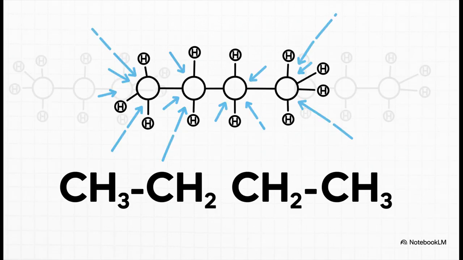Now to make life easier, we have the condensed formula. Look how we just group the hydrogens with the carbon they're attached to. So butane becomes CH3, CH2, CH2, CH3. It shows exactly the same connections, but it's much tidier and faster to write.